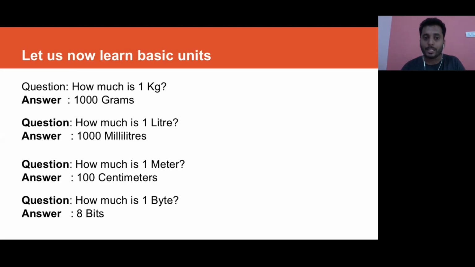Right? 1 kg is equal to 1000 grams. 1 liter is equal to 1000 milliliters. 1 meter is equal to 100 centimeters. And 1 byte of memory is equal to 8 bits. So 1 byte of memory is made up of 8 bits, represented in the base 2 system, which I'll be explaining to you in some time.